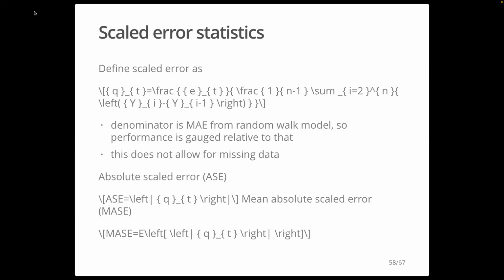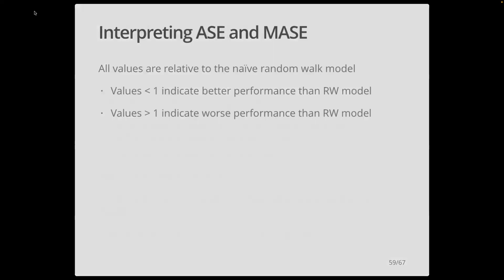This MASE statistic is one of the more commonly used things for time series out there. We are going to use it to compare values against a random walk. We want to minimize it, like we do with most of these other error-associated metrics. Values less than 1 indicate better performance than a random walk.